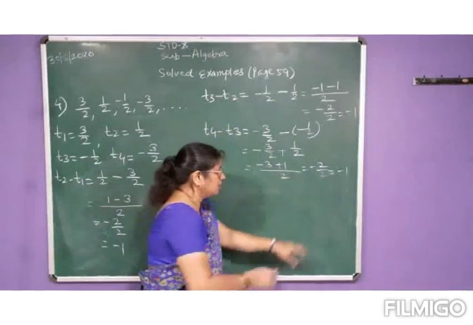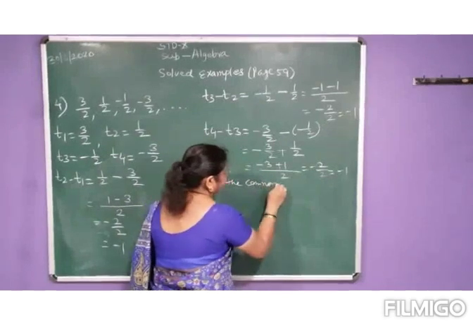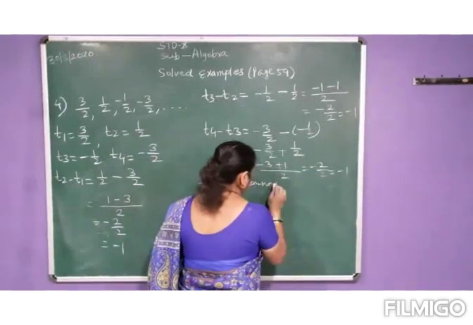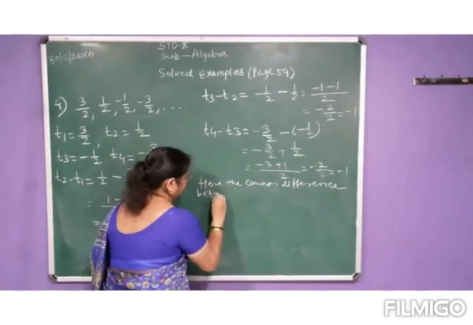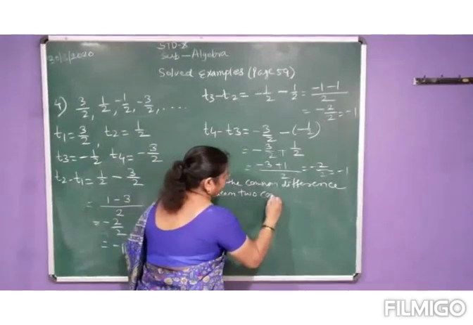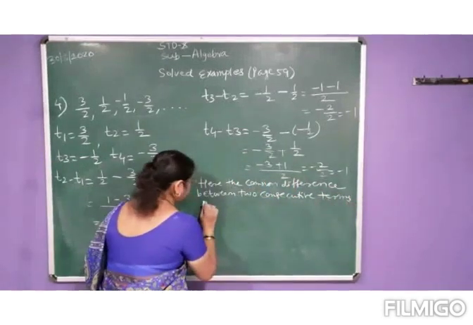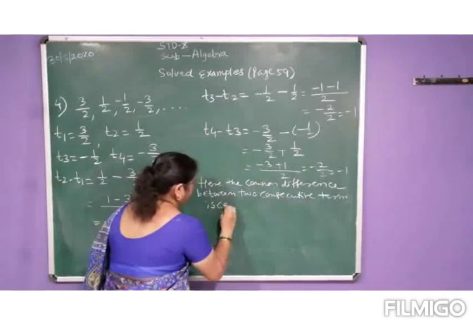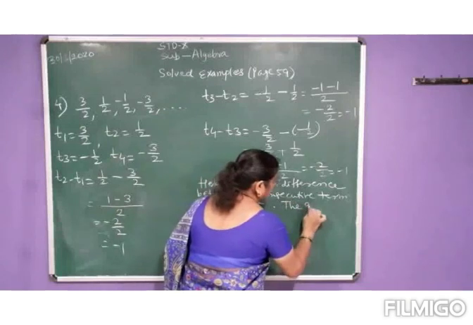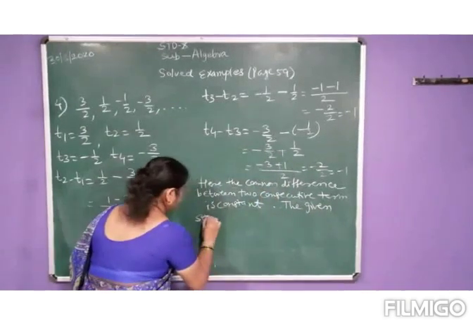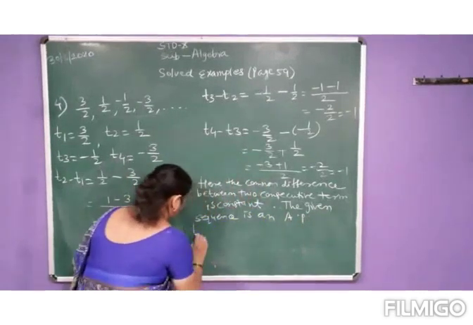as a constant. So what we can write here? Here the common difference between two consecutive terms is constant. Therefore, the given sequence is an AP. Now we will find out T5.